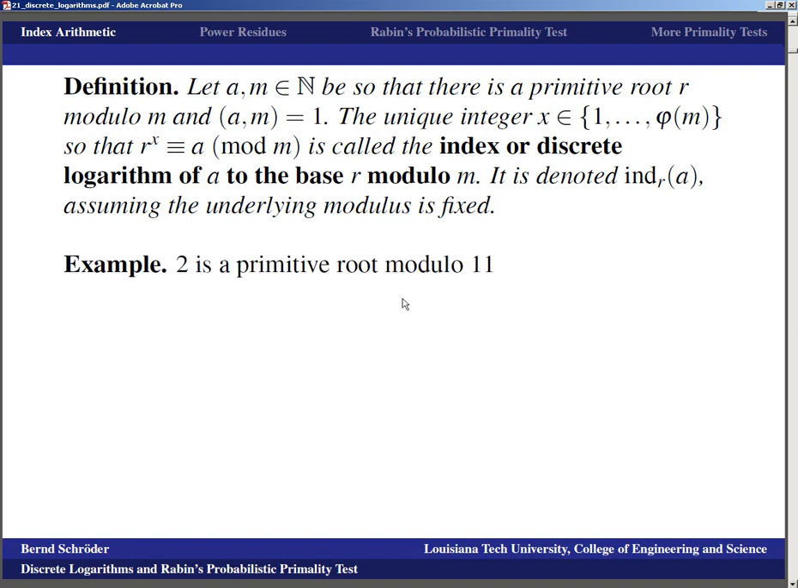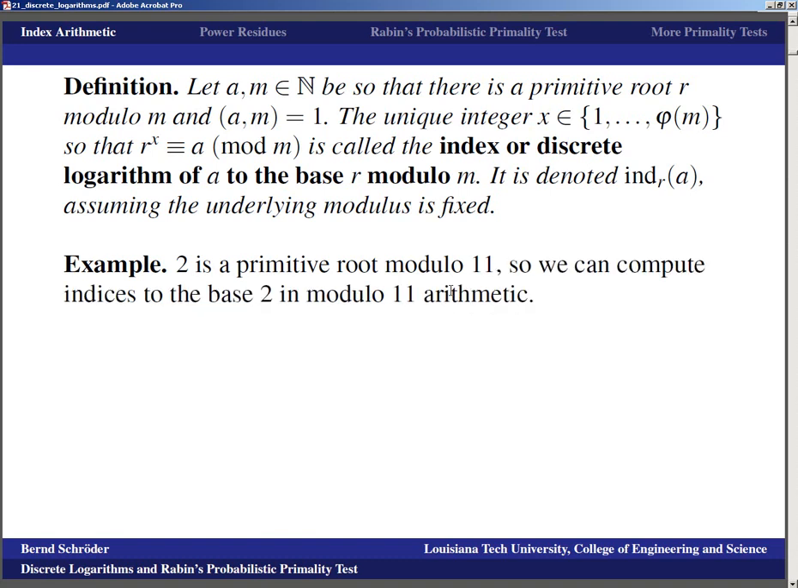Okay, so as an example, 2 is a primitive root modulo 11, which means that 2 to the 10th is the first power that's equivalent to 1 modulo 11, and that'll mean that we can compute indices to the base 2 in modulo 11 arithmetic. Well, let's make sure that 2 really is a primitive root modulo 11. We can just count along, right? 2 times 2 is 4, times 2 is 8, times 2 is 16, which is 5 modulo 11, times 2 is 10, and so we have 2 to the 5th is equal to 10 modulo 11, and the order of 2 has to be either 2, 5, or 10. It's neither 2 nor 5, so the order of 2 modulo 11 is 10, and that means it really is a primitive root modulo 11.